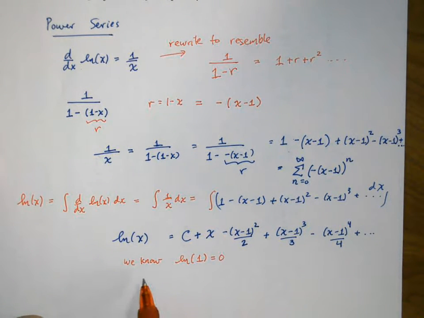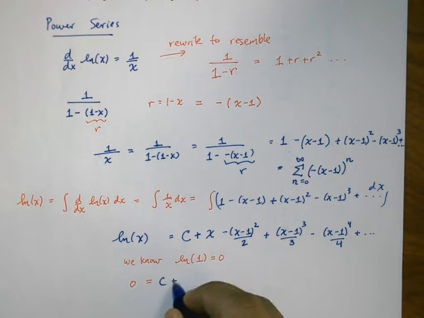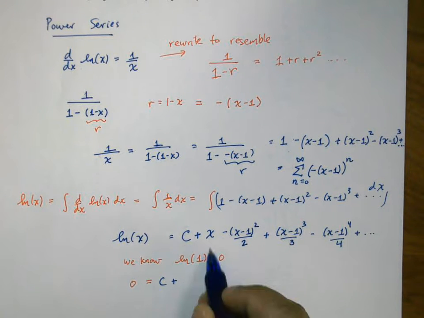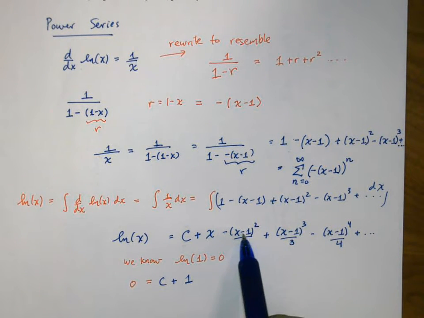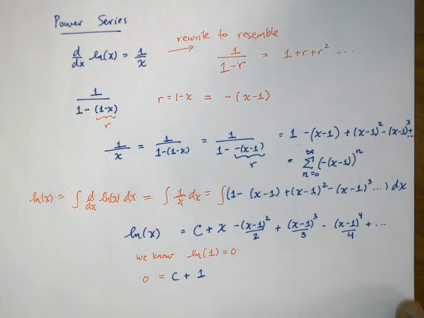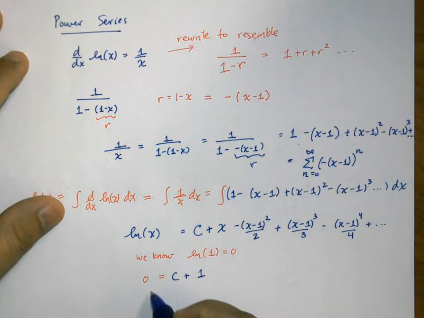One thing we do know for sure about the natural log function is that the natural log of 1 is exactly equal to 0. So if you pass in 1 here for x, you get 0 on the left side. On the right side, you get c plus 1 for x, and then you get zeros for everything else. And so solving this out, we get that c is equal to negative 1.